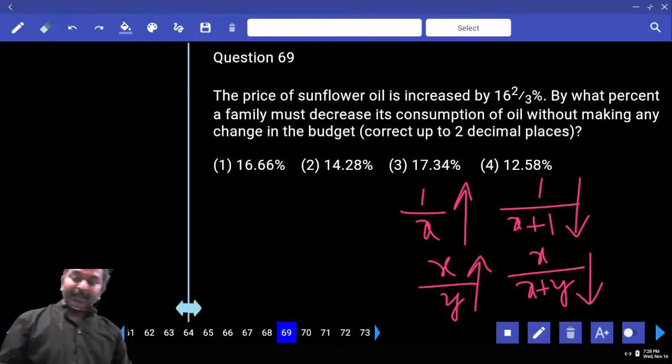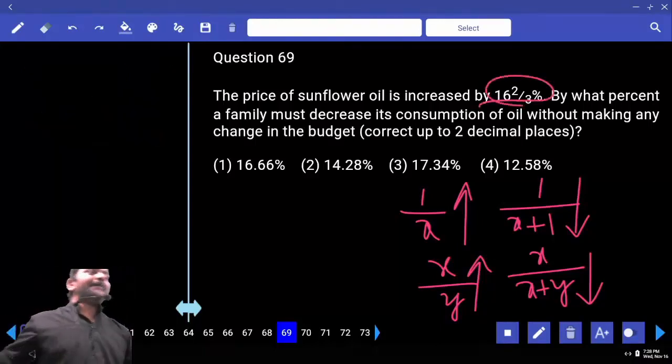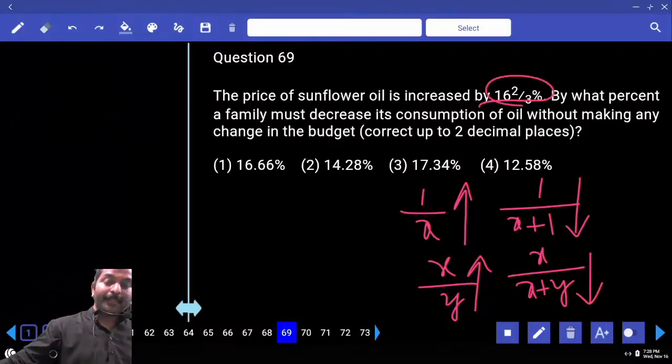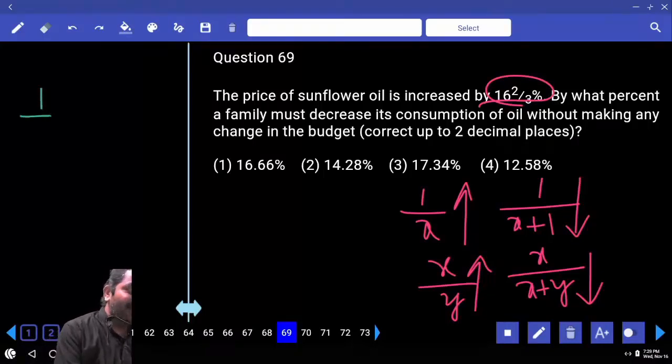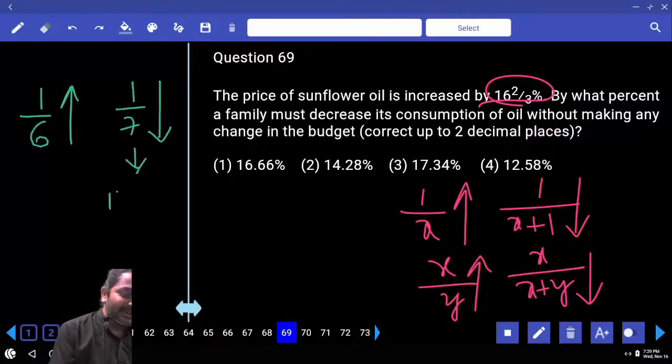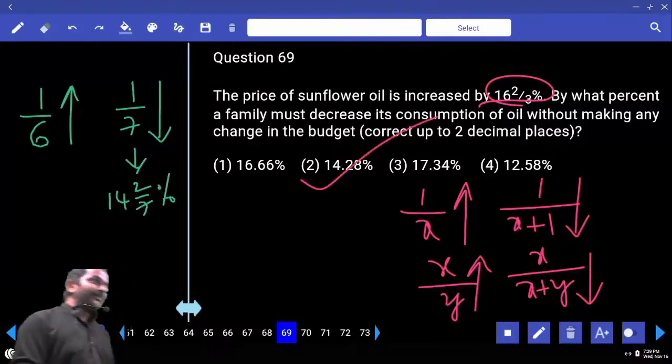Right. Now, what is 16 2/3% in fractional form? 1 by 6. Increase or decrease? Increase. So for always an increase of 1 by 6, there will be a decrease of 1 by 7, in the sense 14 2/7 percentage. Answer, second option.